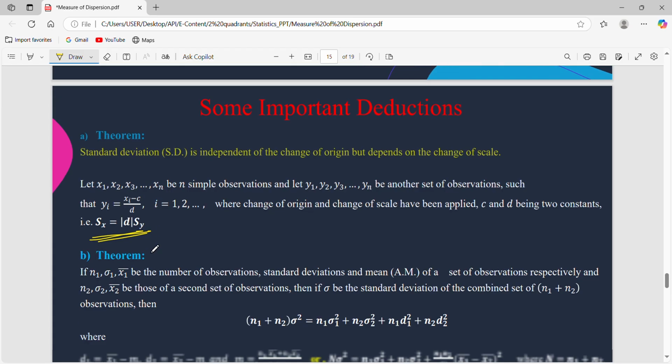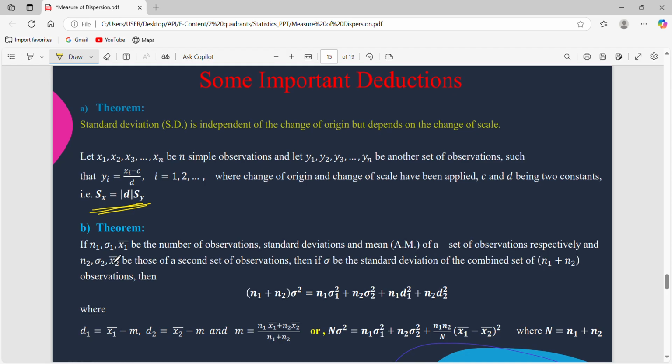Another theorem: if n1, sigma 1 and x1 bar are the number of observations, standard deviation and mean of a set of observations respectively, and n2, sigma 2, x2 bar are those of a second set of observations, and sigma is the standard deviation of the combined set of n1 plus n2 observations, then we can write n1 plus n2 times sigma square equals n1 sigma 1 square plus n2 sigma 2 square plus n1 d1 square plus n2 d2 square, where d1 equals x1 bar minus m, d2 equals x2 bar minus m, and m is the combined mean, m equals n1 x1 bar plus n2 x2 bar divided by n1 plus n2.